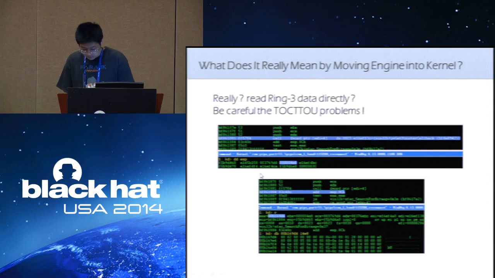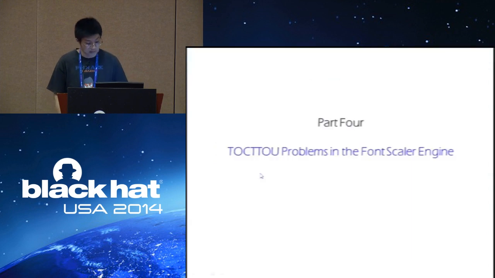And then, analyzing this CVE, other facts surfaced. All the data read by the font engine comes directly from user mode memory. I think that's the consequence of moving the font engine into kernel mode. We knew that the kernel should be more careful when reading user-controlled data. Being cautious is never enough, especially with TOCTTOU problems. I will discuss this issue later in the next section.